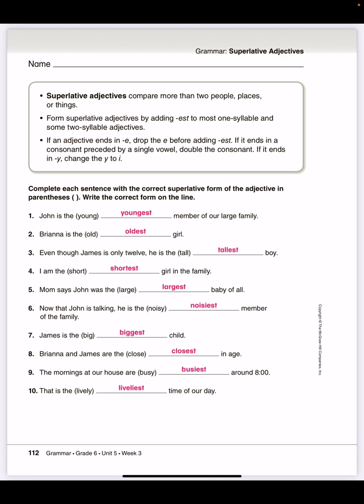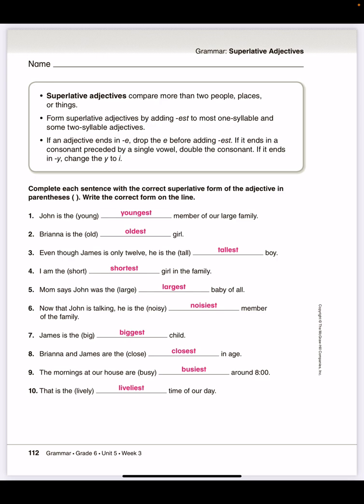You can form these superlatives by adding EST to most of your 1-syllable and some 2-syllable adjectives. Just like yesterday, if an adjective ends in an E, you drop the E before adding your EST ending. If you've got a consonant and a vowel, just like yesterday, you double that consonant, and the Y goes to an I. So you can see in a situation like this, John is the youngest member of our large family. So of everyone in the family, he's the youngest. Brianna is the oldest girl. Even though James is only 12, he's the tallest boy. You can see we're comparing more than 2.